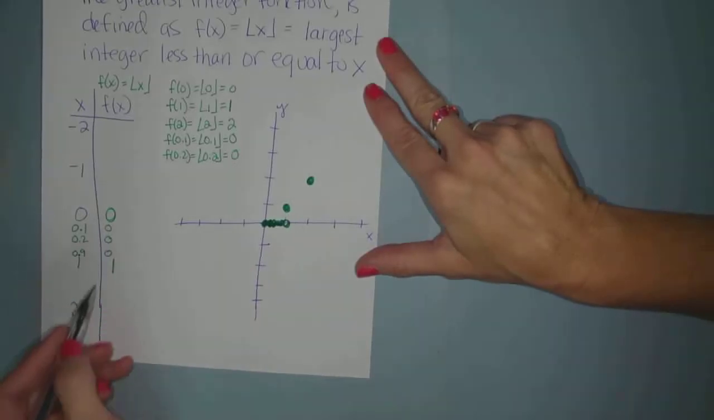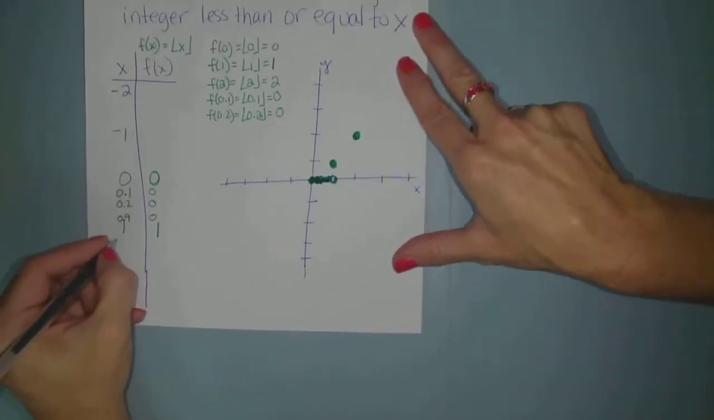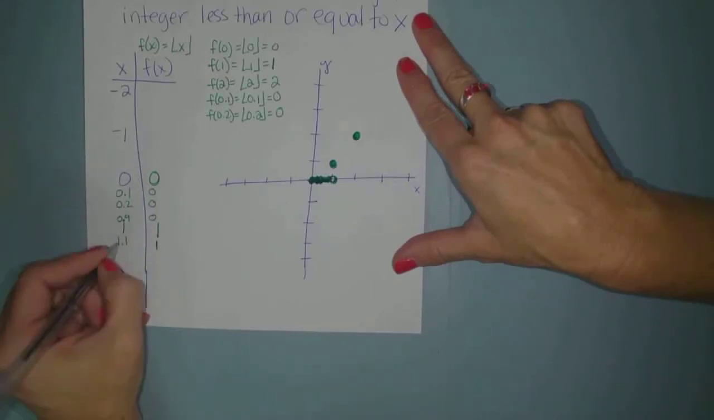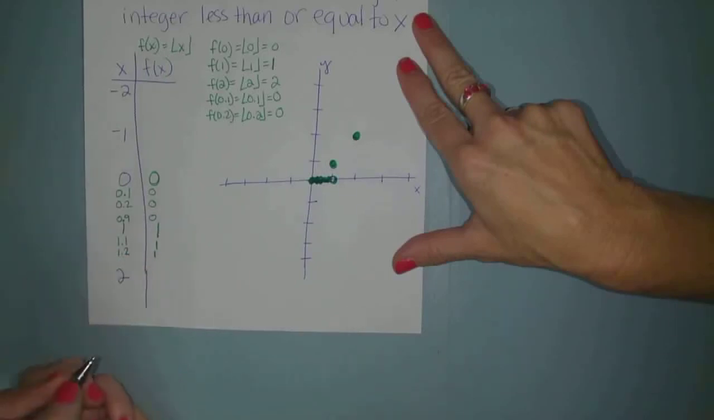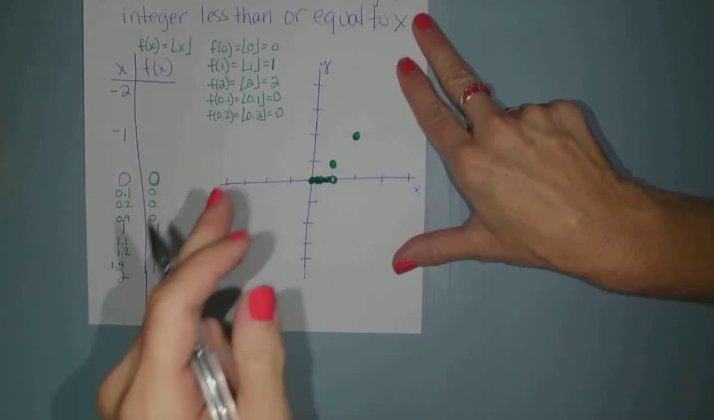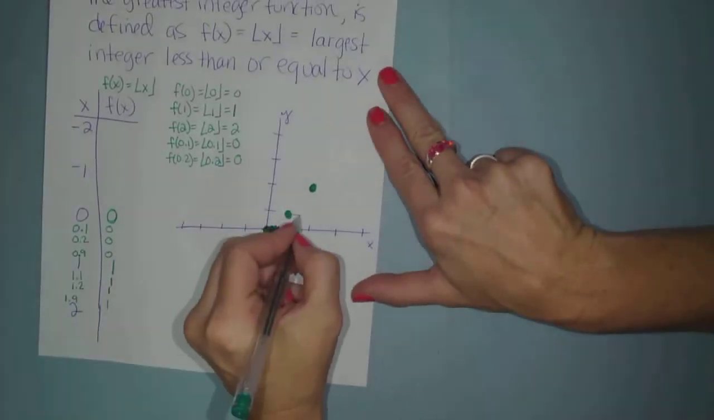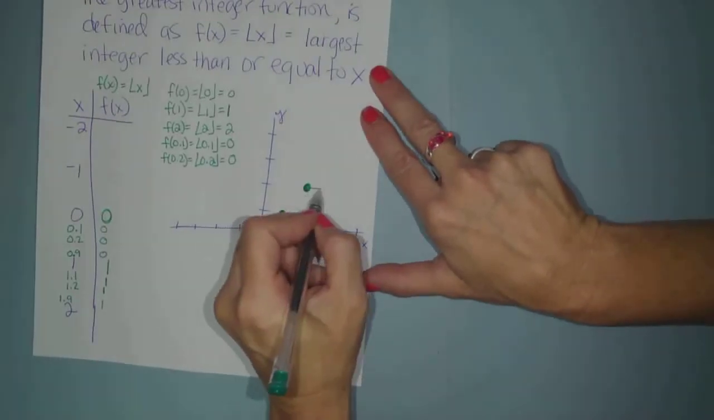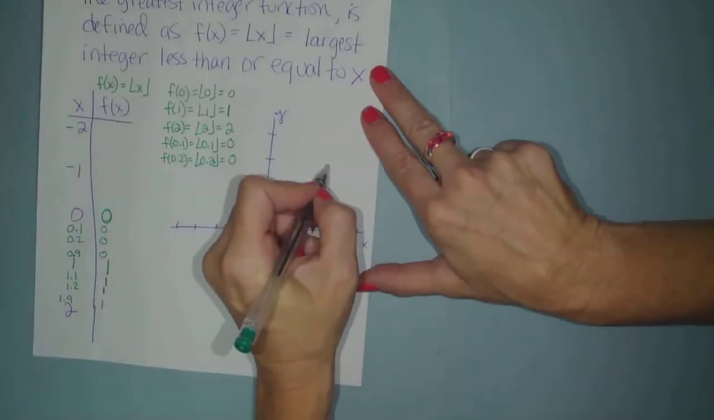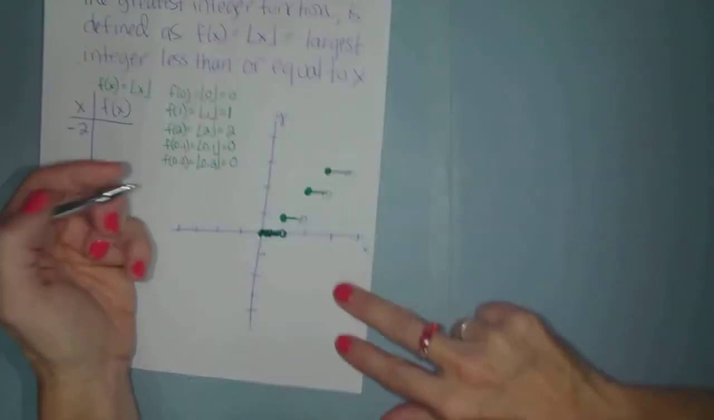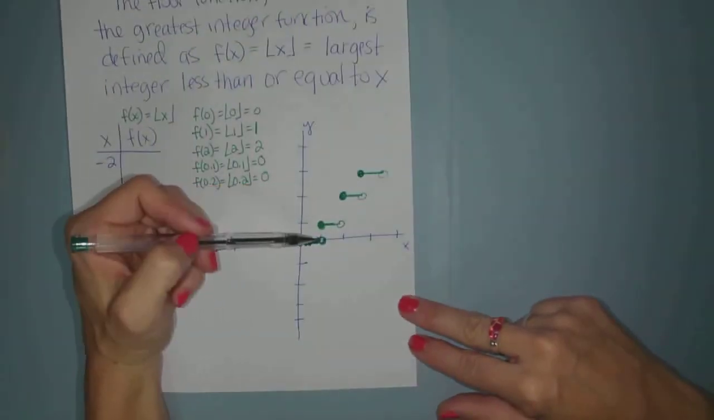And then between 1 and 2, if I do 1.1, the largest integer less than that is 1. If I do 1.2, it kicks me back to 1. Even at 1.9, it's going to kick me back to 1 until I jump to 2. So this one's going to look like this. Go, go, go, go, jump up to 2. Then go, go, go, go, jump up to 3. And go, go, go, go, jump up. So you can see it almost looks like a staircase coming up.